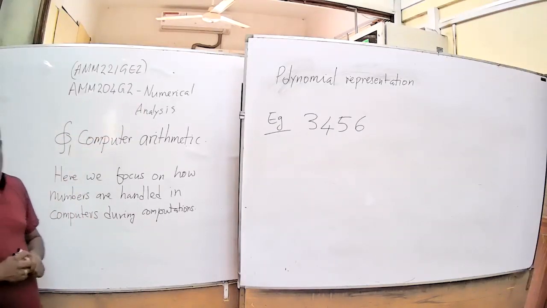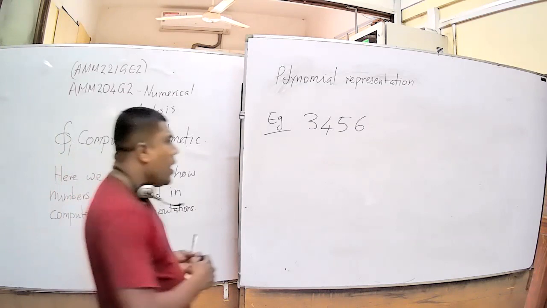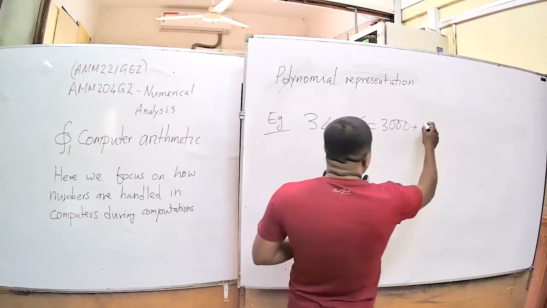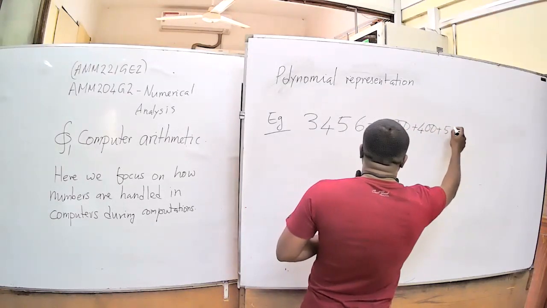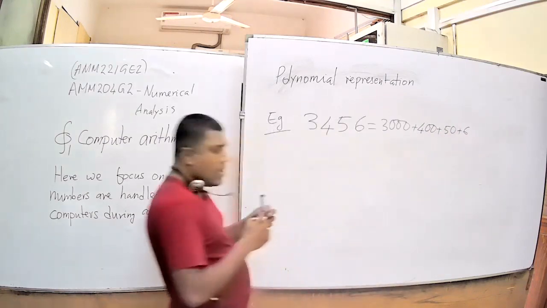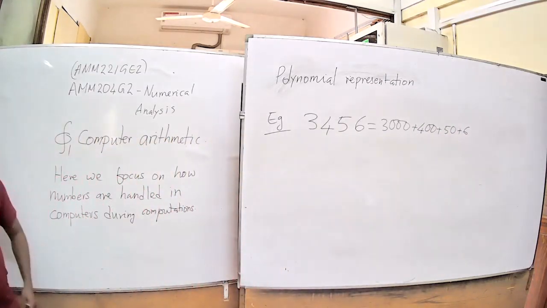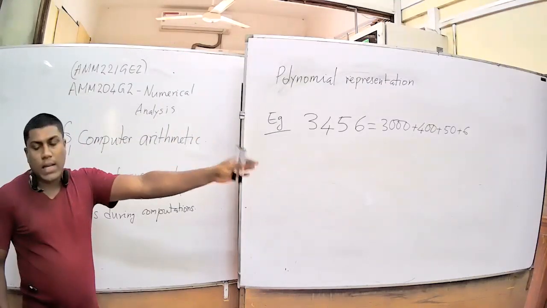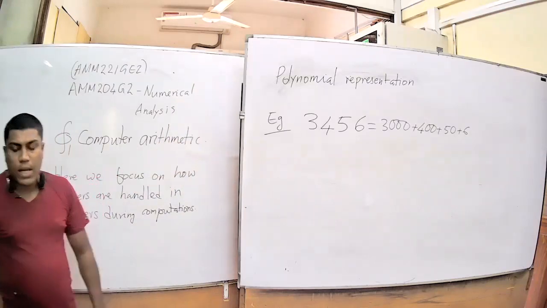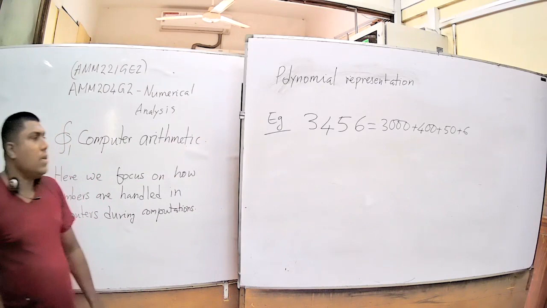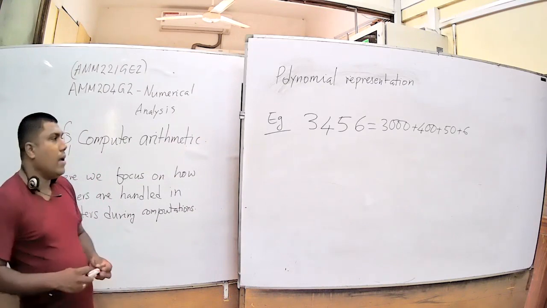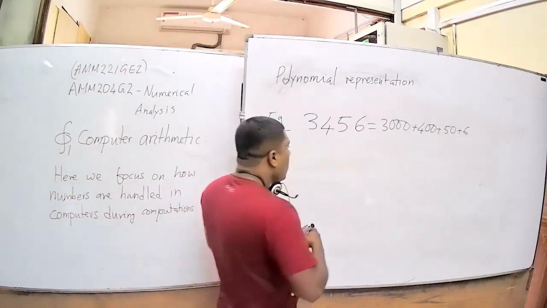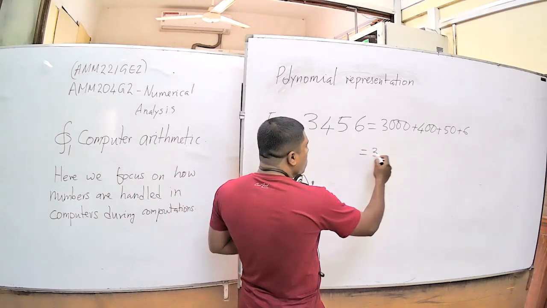So if you have a number like this, you can write it in this fashion, which you all know: 3000 plus 400 plus 50 plus 6. That's an obvious representation of this number. So thousands, hundreds, tens, and 10 to the power 0, times constants. That's how you can represent a base 10 number.